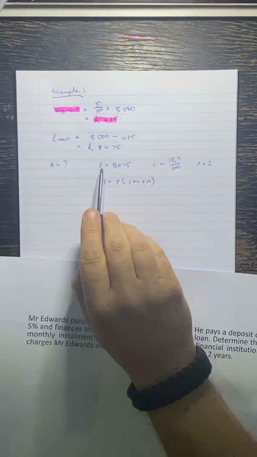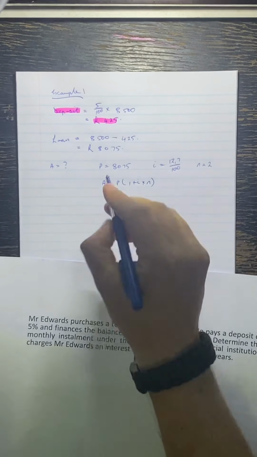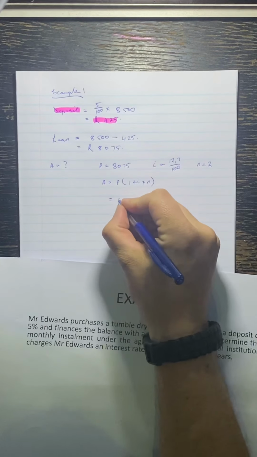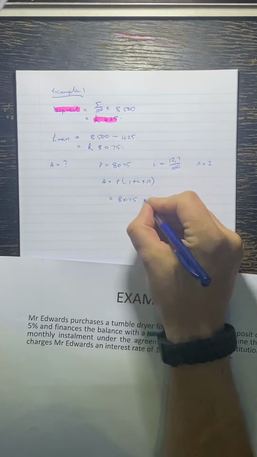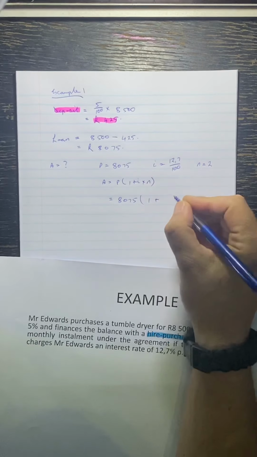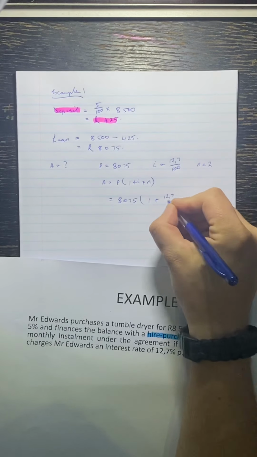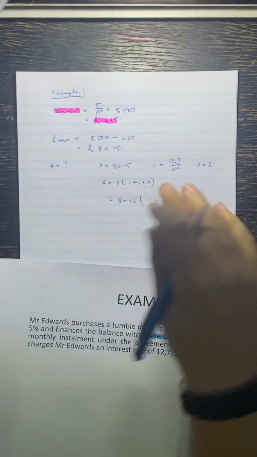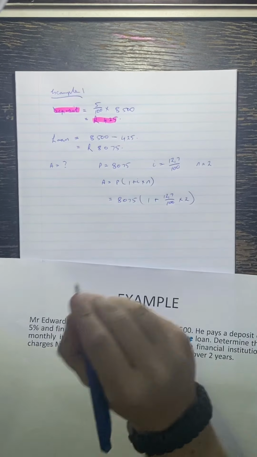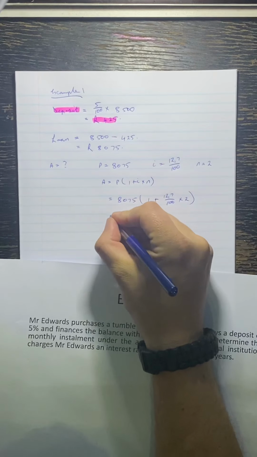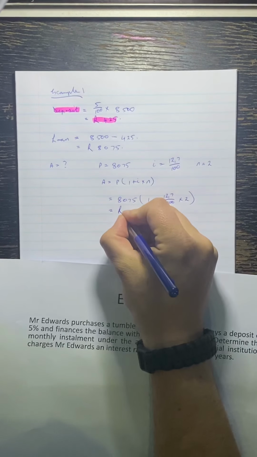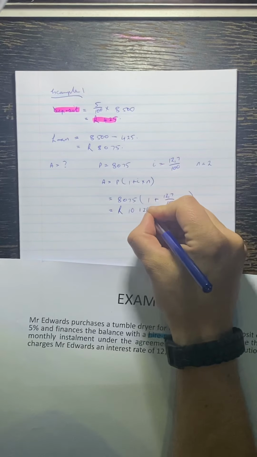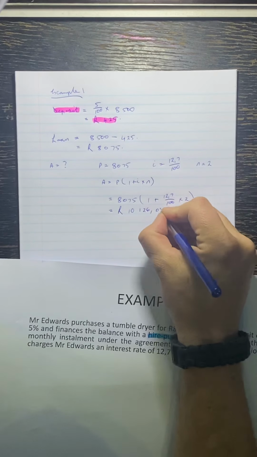All I have to do now is just substitute these values into the formula, and we get P is 8,075, 1 plus i is 12.7 over 100, n is multiplied by 2. Just put that in the calculator as is, and we get a total amount of 10,126 Rand and 5 cents.